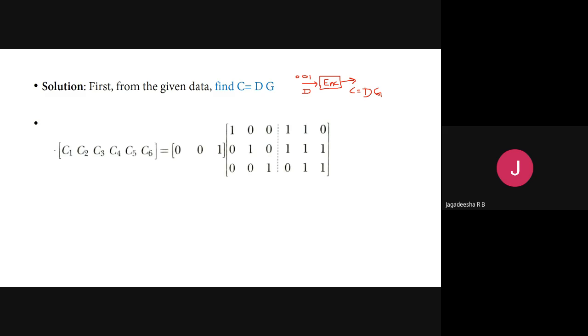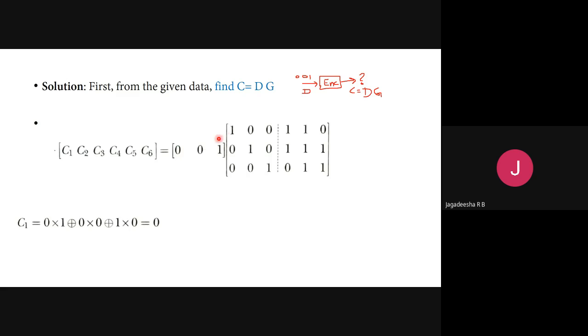So C is equal to D into G. In this case, we know the G value, and you can easily compute the elements of the code word, or how the encoded sequence will appear. That is C. C is equal to D multiplied by G. So it's a simple matrix multiplication. I hope you know how to multiply row and column. But here addition refers to the XOR operation. So C1 is what? We have to find C1, C2 up to C6. C1 is this row multiplied by this column.